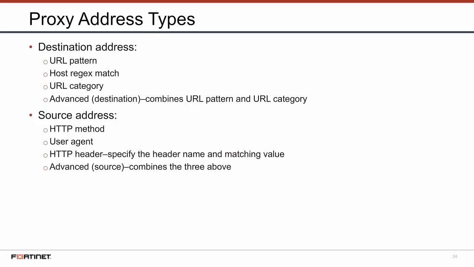There are two groups of proxy address types. One group is for address types that are used as destinations in proxy policies. They can match URL patterns, URL categories, and HTTP host names. The other group is for address types that are used as a source in proxy policies. They can match HTTP methods, user agents, and other HTTP header fields.